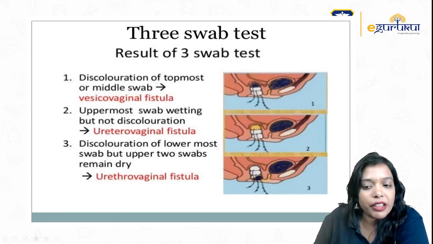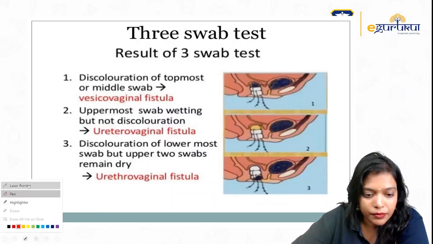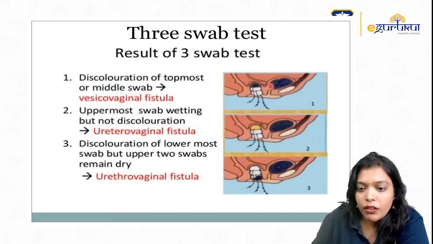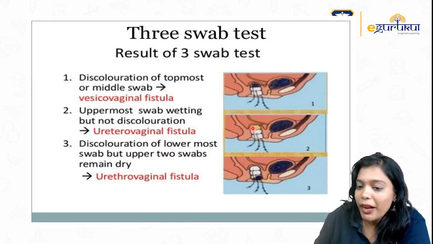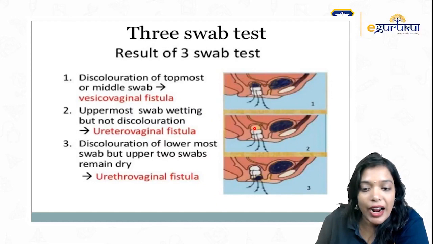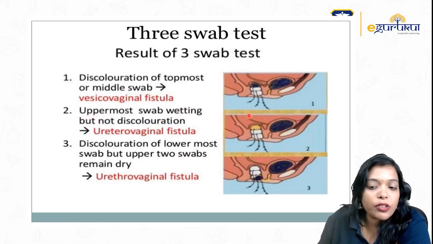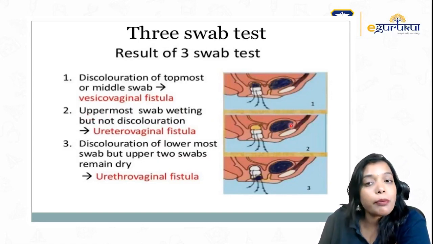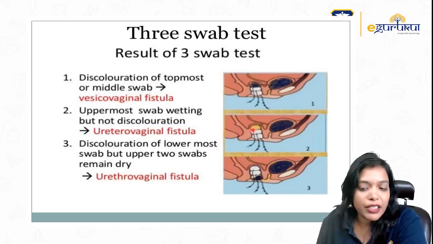So first you fill the bladder with methylene blue dye, and once you fill the bladder with methylene blue dye, you keep 3 swabs in the vagina. If the upper swab is wet by urine but not by the dye, then there is a connection between the ureter and the vagina. So it is a uretrovaginal fistula. So if the uppermost swab is wet by urine but not by the dye, then there is a connection between the ureter and the vagina. That is uretrovaginal fistula.